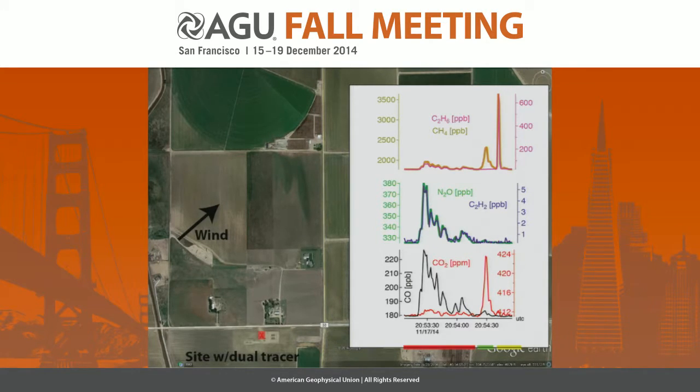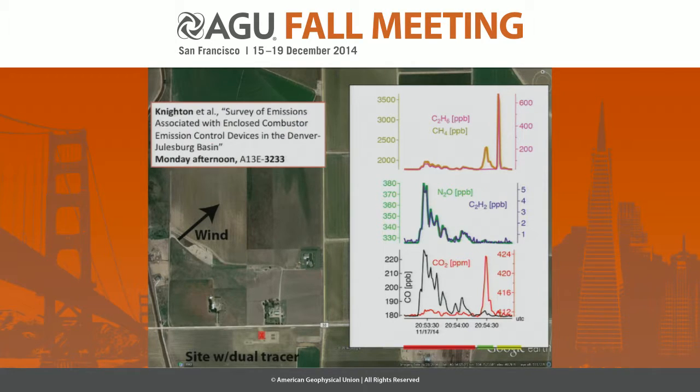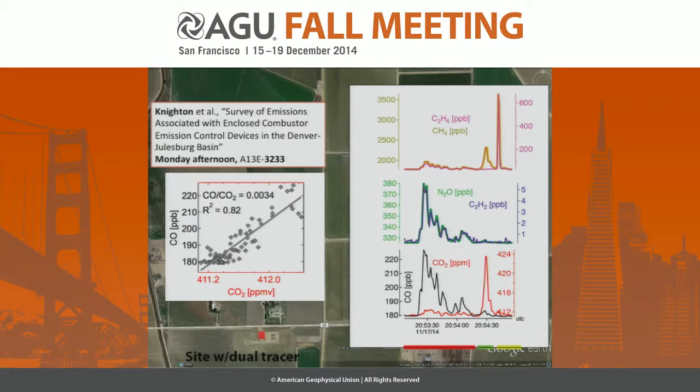Finally, when we add the second member of the combustion quintet, carbon monoxide, we see that indeed we're reminded that there was an emission control device at work, an enclosed combustor here. Knighton's got a poster that looks at that combustion efficiency by looking at that CO2 ratio as well as other VOCs to actually ascertain how well those devices are controlling emissions.